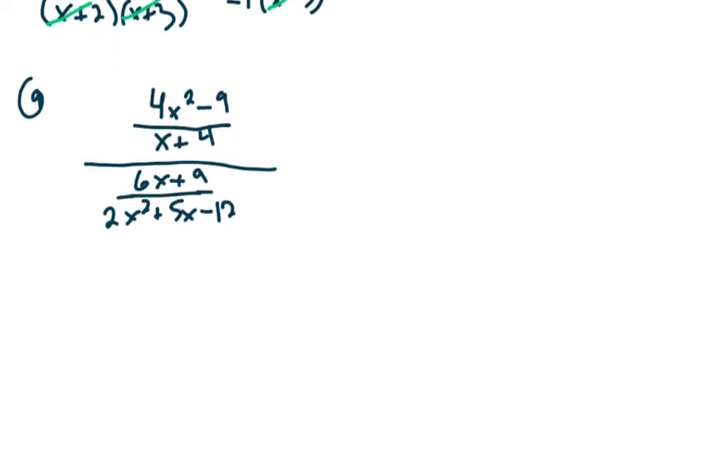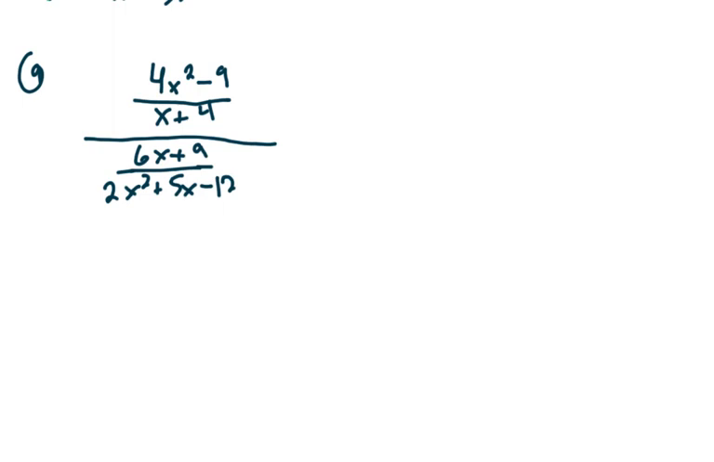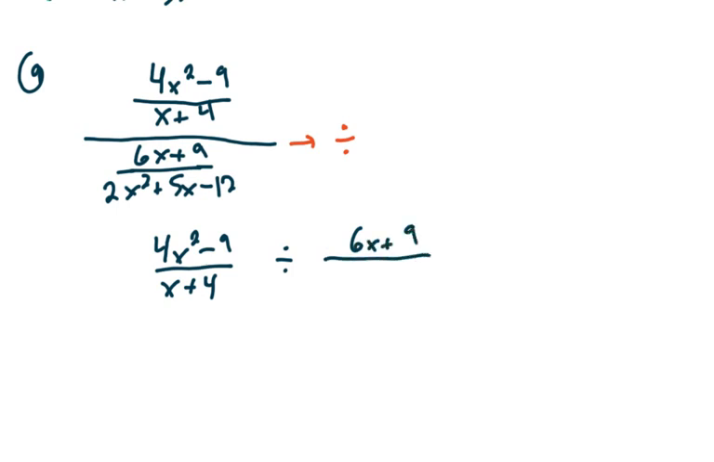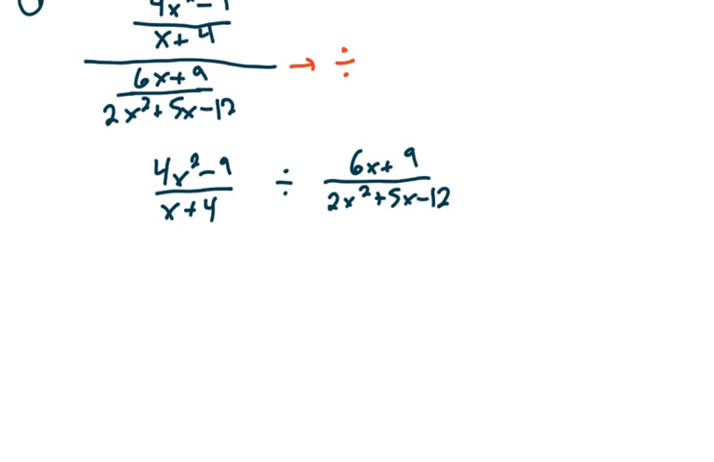So these are something we call complex fractions. It's basically a fraction within a fraction. What we can do is take our big term and change this to a divided by. So I would get 4x squared minus 9 over x plus 4 divided by 6x plus 9 over 2x squared plus 5x minus 12. And now this is just like the previous one where we can keep, change, flip.